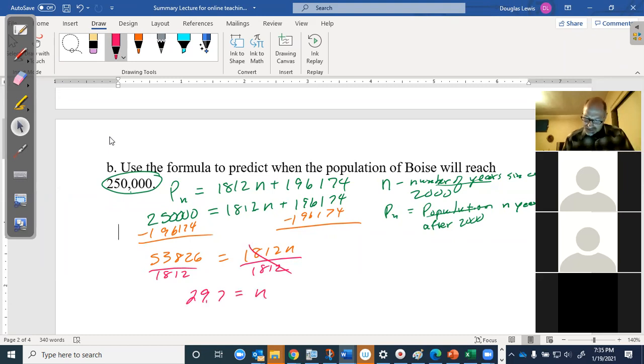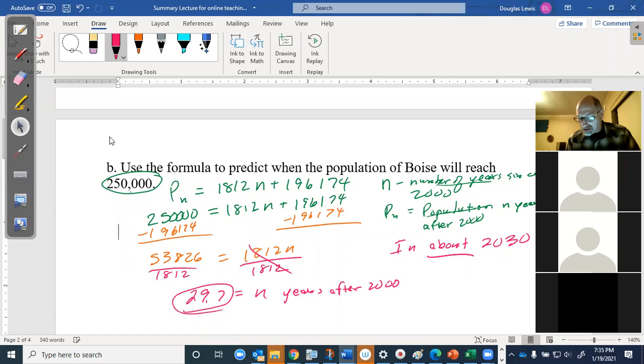And so I would say in about 2030, right? This is n, remember, this is years after 2000, so you've got to add that to 2000. And why did I just say about? Because, well, for one thing, 29.7 is kind of precise, and we know that it's not exactly 1812 every year. It's a model, so it's just estimating, right? So we don't want to try and be too precise with our answer.